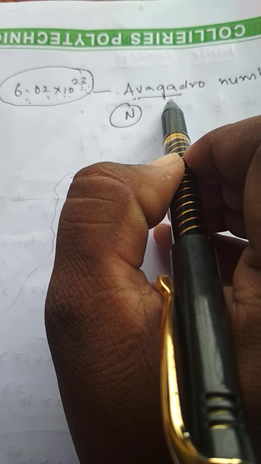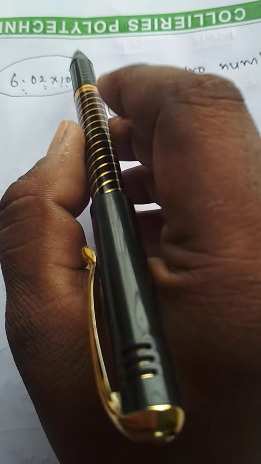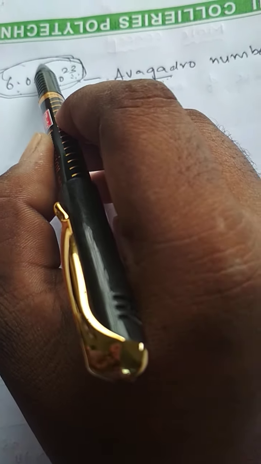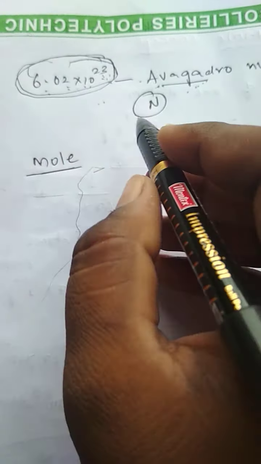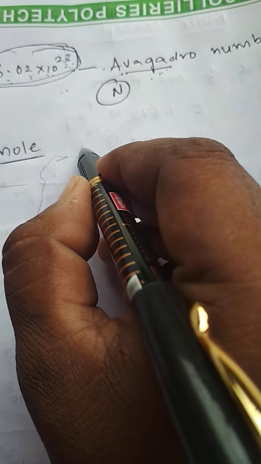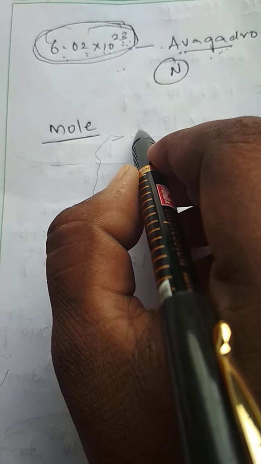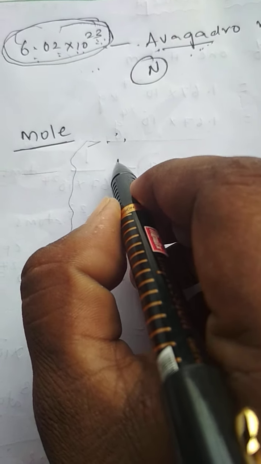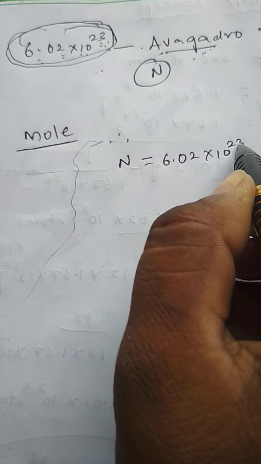The number which is used to count the number of atoms or molecules present in 1 mole of the substance. Okay. What is the definition of mole? The amount of substance which contains the Avogadro number of atoms. What is the Avogadro number value? 6.02 × 10^23.